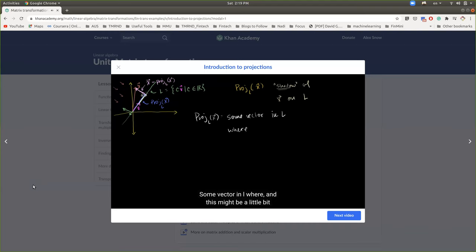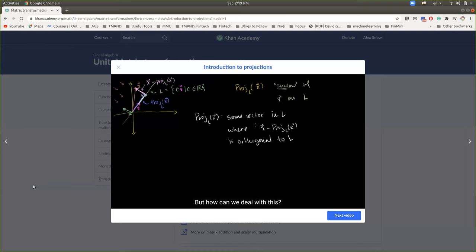where, and this might be a little bit unintuitive, X minus the projection vector, X minus the projection onto L of X, is orthogonal to my line. So I'm saying the projection, this is my definition, I'm defining the projection of X onto L as some vector in L where X minus that projection is orthogonal to L. This is my definition. That is a little bit more precise, and I think it makes a bit of sense why it connects to the idea of the shadow or projection.